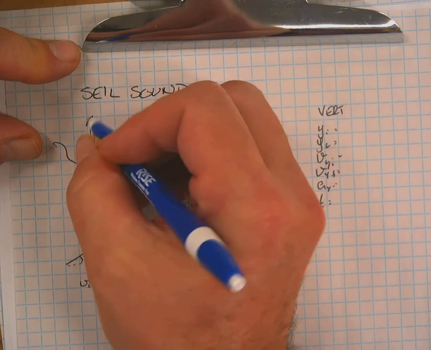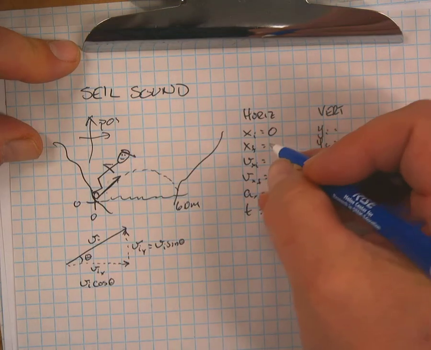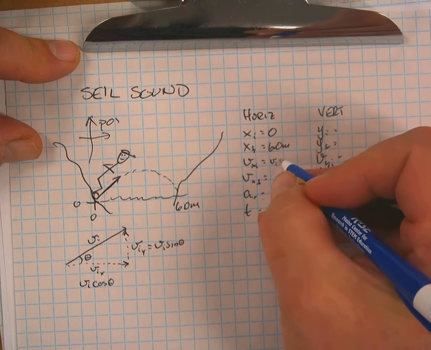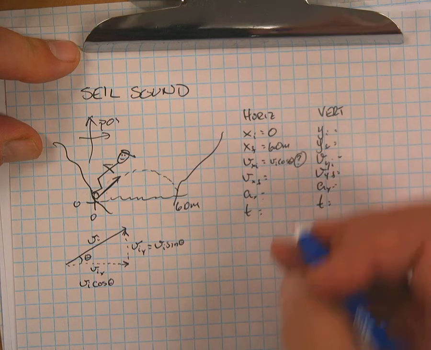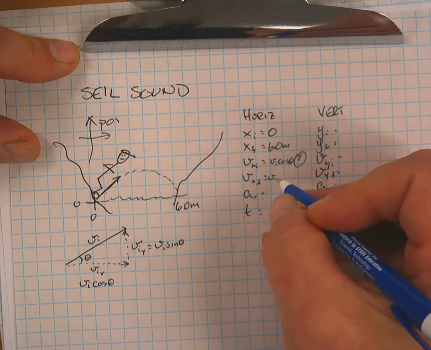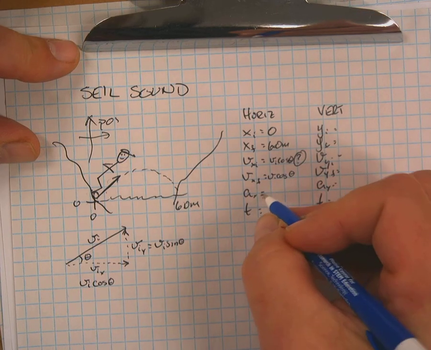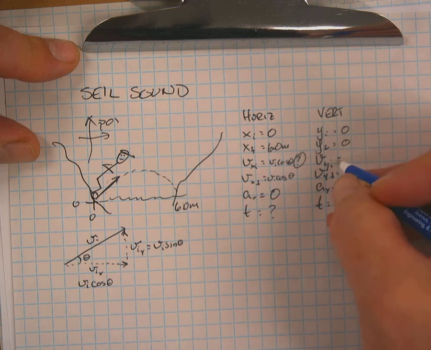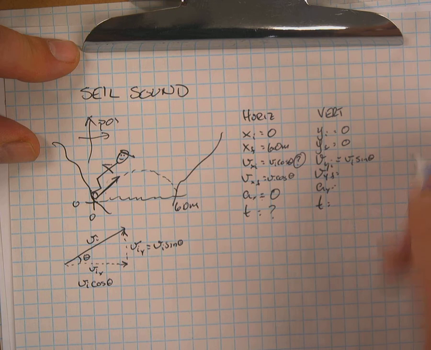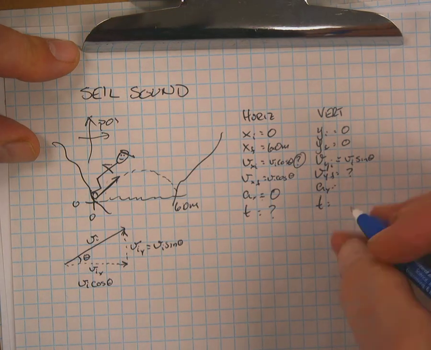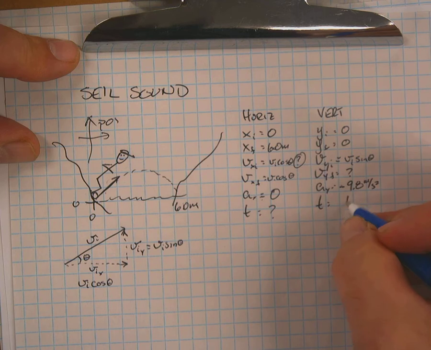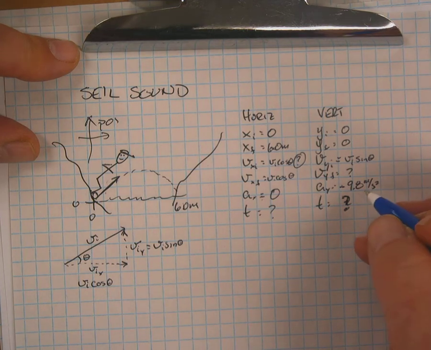I'm going to call up and to the right positive. X final is going to be 6.0 meters. Vi cos theta, which is what I don't know, but I would sure like to know that. Vx final is going to be the same, Vi cos theta. Ax is 0, and t I don't know. Initial and final heights are the same. Vi sine theta here. Don't know this, not sure I want to. 9.8 meters per second squared in the downward direction here, and t, which I don't know, and I'm not sure if I need that either.